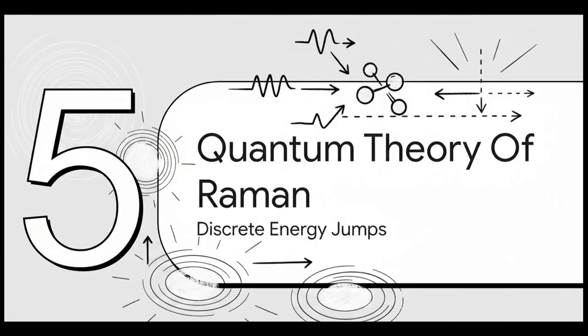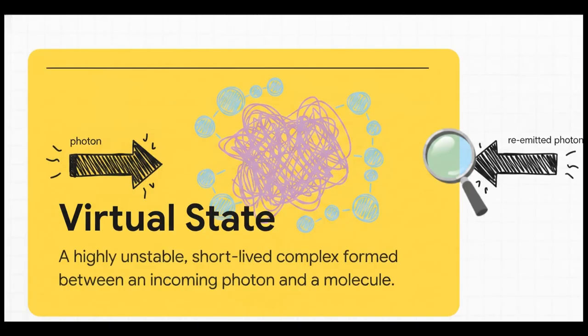Section 5. Quantum theory of Raman. Discrete energy jumps. All right, the absolute central concept here is the virtual state. When that incoming photon strikes the molecule, it transfers its energy. But it doesn't just neatly bump the molecule up to a stable, recognized electron orbit. Instead, it forms this virtual state. And in the quantum world, this isn't a real stable orbit at all. It's a highly unstable, incredibly short-lived ghost of a complex between the photon and the molecule. I mean, it is so ridiculously unstable that the photon gets re-emitted almost immediately.